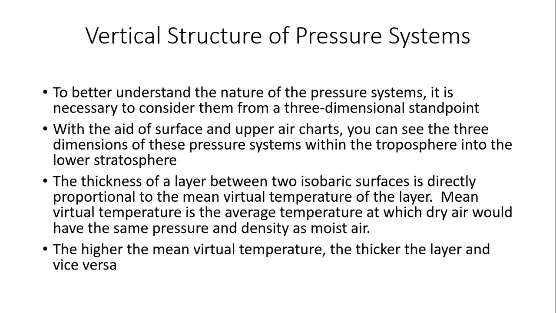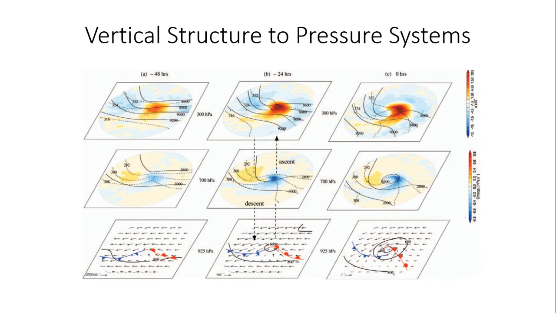So it's very important to look at the virtual temperature, not just regular temperature, but virtual, accounting for both moisture and temperature itself. Now, the higher the mean virtual temperature, the thicker the layer and vice versa. Now, I'm going to show you some examples. Now, we talk about three dimensions of the atmosphere.